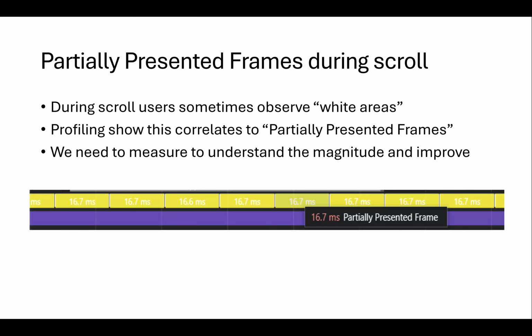Another challenge that we have related to scroll is that sometimes when we scroll, we see areas of the content that we scroll that appear white for a brief period. And some investigations show that it can be related to long animation frames. Sometimes there's a long animation frame that blocks the main thread, and therefore the content doesn't show when it renders, but that's not always the case. Sometimes we don't have a long animation frame and we still see these white areas. And when we profile it, we can see strong correlation with partially presented frames.